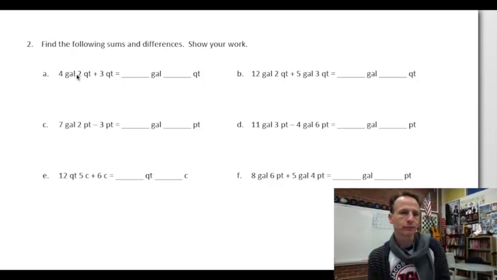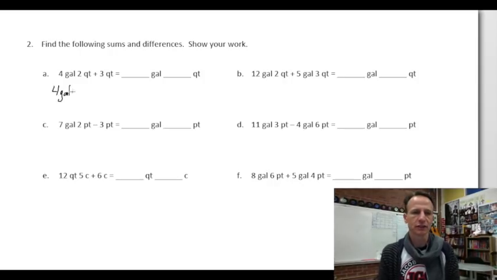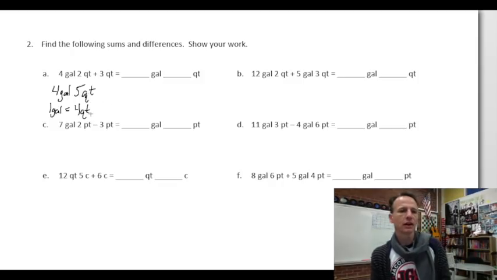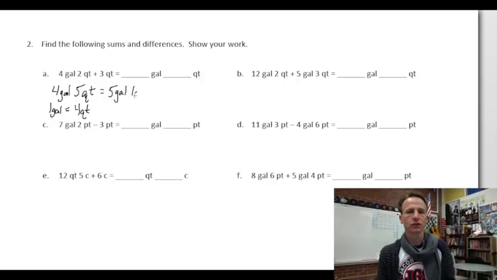All right, so let's look. 4 gallons, 2 quarts plus 3 quarts. Let's do an intermediate step and say, okay, that's 4 gallons, and 2 quarts and 3 quarts is 5 quarts, but we know that 1 gallon is how many quarts? That's right, 4 quarts. So of those 5 quarts, 4 of them will make another gallon, bring our gallon total up to 5 gallons, with that 5th quart left over. So it's 5 gallons and 1 quart.